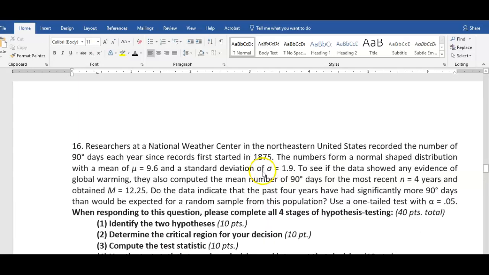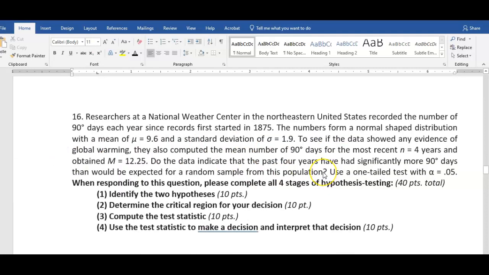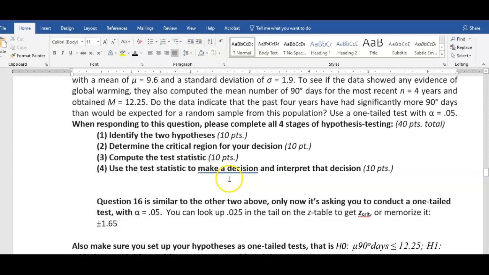Okay, next problem, same thing. We are comparing a sample to a population. The difference here is they're asking for a one-tailed test with alpha set at 0.05. Since it's a one-tailed test, we can use the table and just look up 0.05 in the tails, right?